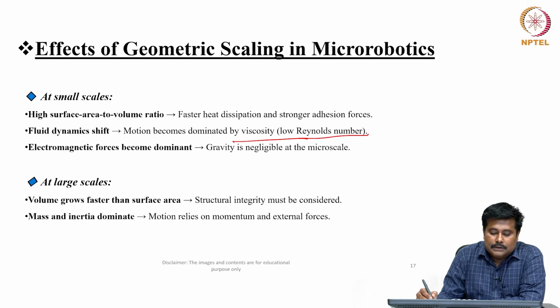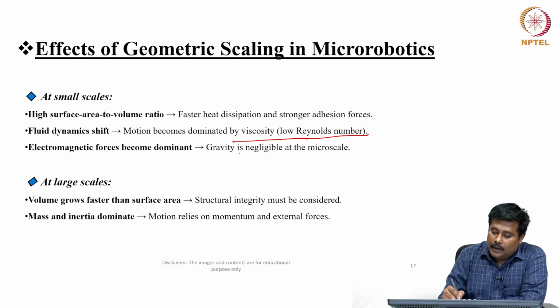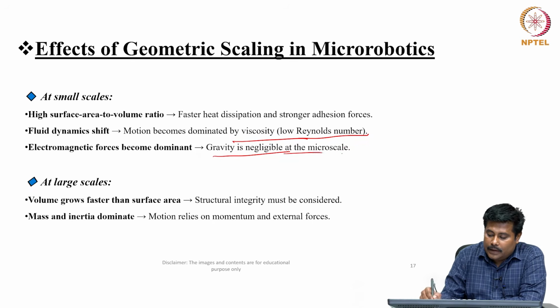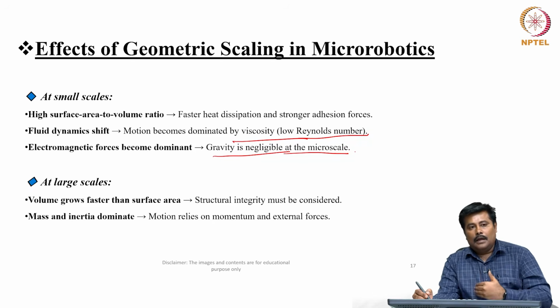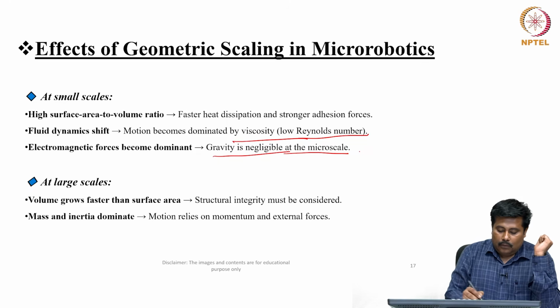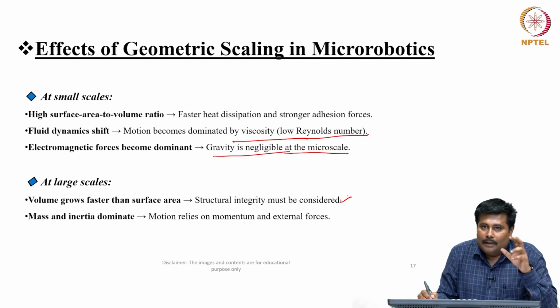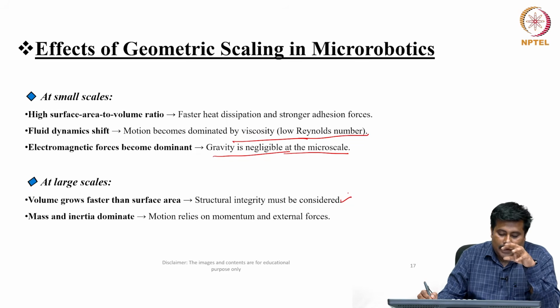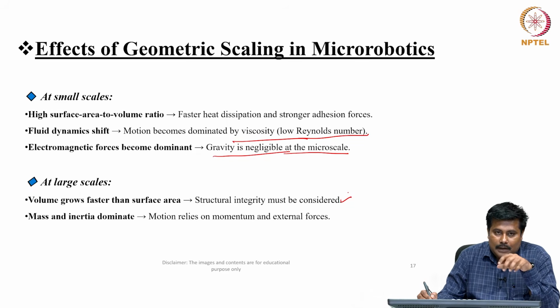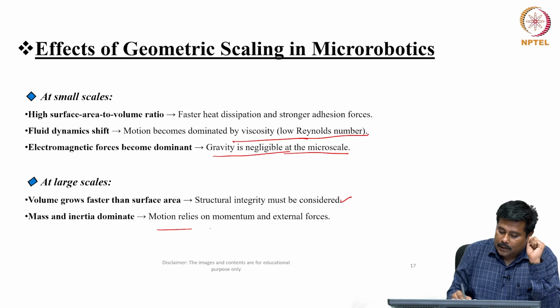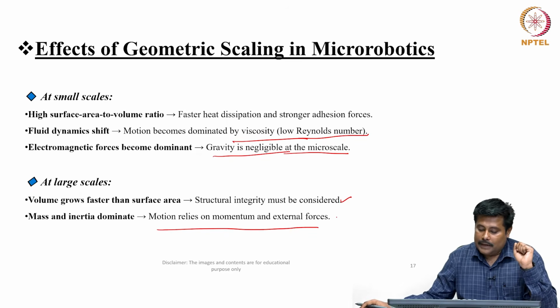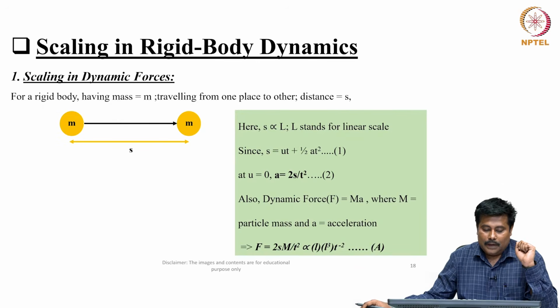Now, when electromagnetic forces become dominant, gravity is negligible at the micro scale. However, at the larger scales, the volume grows faster than the surface area, so structural integrity must be considered. And when we consider mass and inertia, the motion relies on momentum and an external force which exhibits over here.